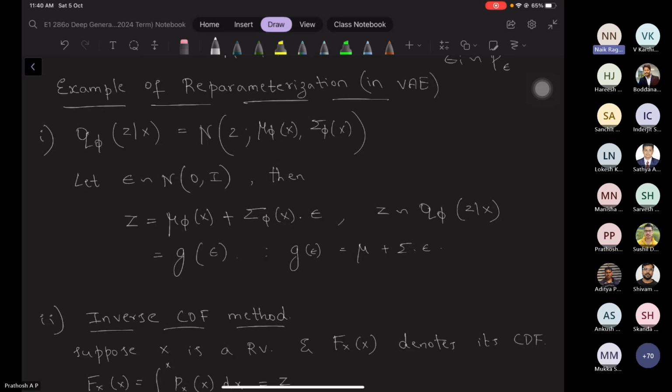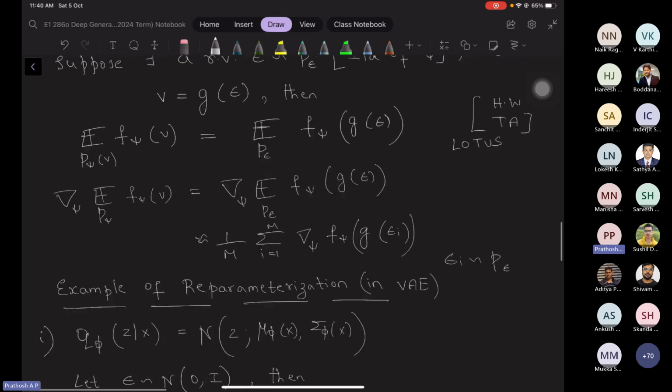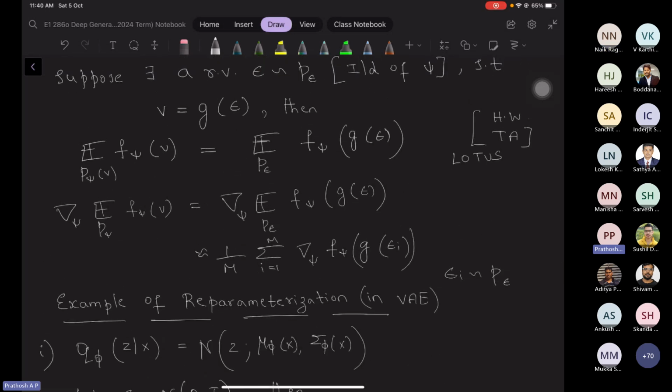And is that also the way we say that, okay, that random sampling process we eliminate and then we introduce some kind of determinism here? No, there is still sampling. Sampling is happening in epsilon. We are just re-representing that in terms of some other random variable, which is not a function of phi. It is only to do a simple thing. All we need to do is express this expectation that is there in ELBO with respect to a distribution of a random variable which is independent of the parameters. That's all we want to do.